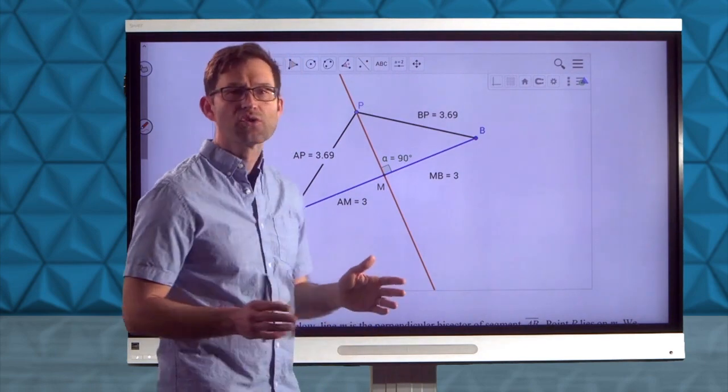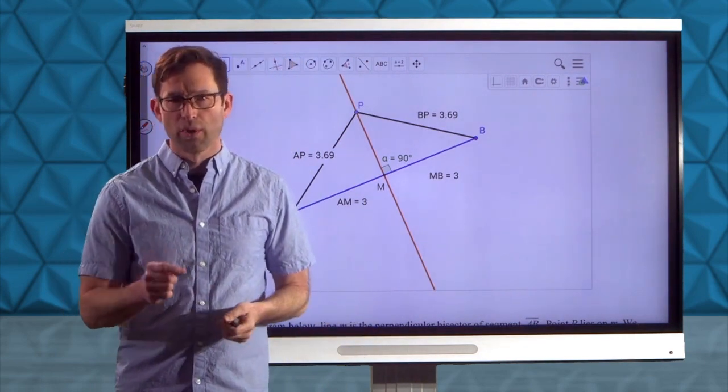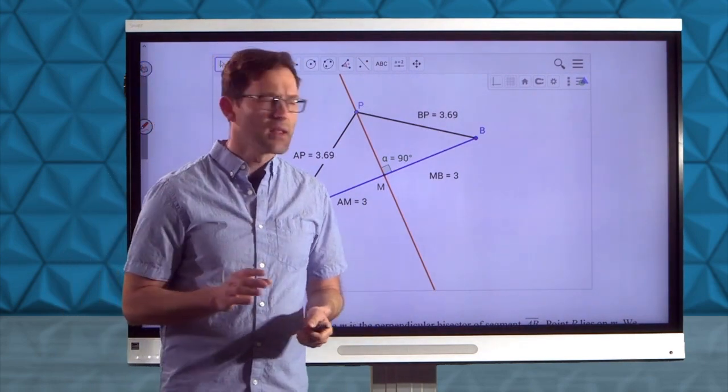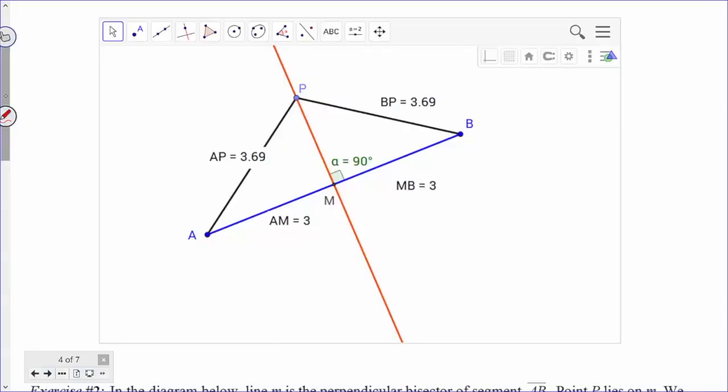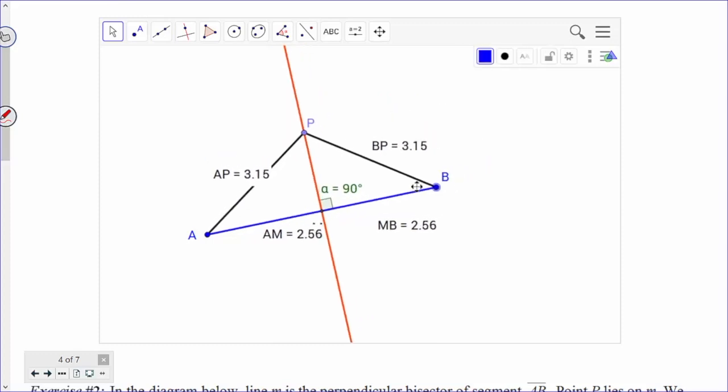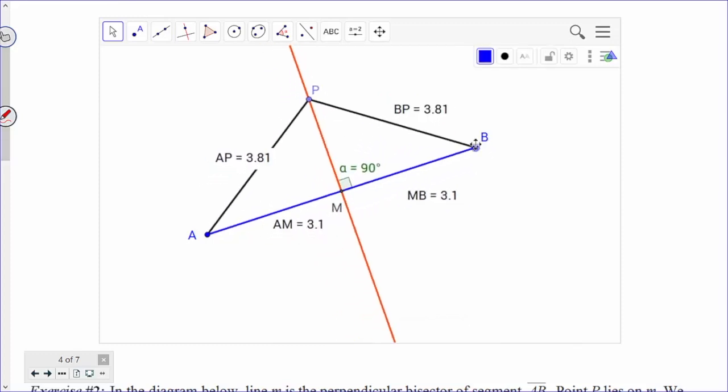And again, I'd like to illustrate this for a second with a GeoGebra widget. In this widget, we see that line segment AB has a perpendicular bisector drawn in red. And if I move one of these points around a little bit, we can see that it is the perpendicular bisector because that angle remains 90 degrees. And we see that it must be passing through midpoint M because AM is 3.1 and MB is 3.1.